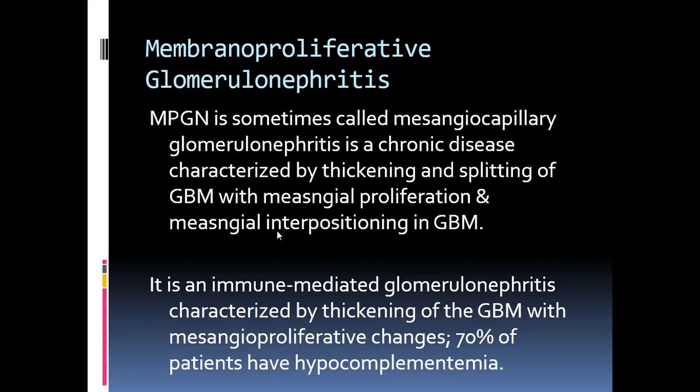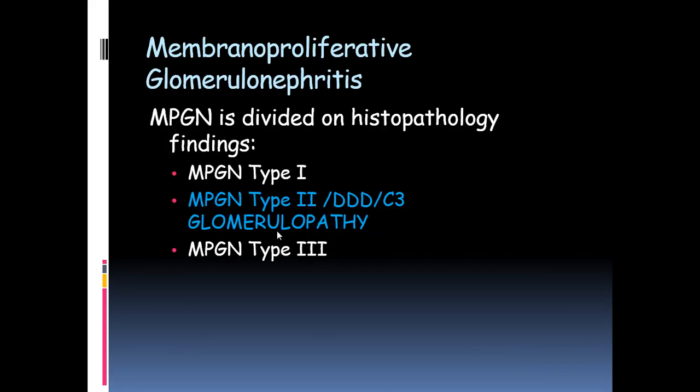A few words about MPGN, membranoproliferative glomerulonephritis. It's also called mesangiocapillary glomerulonephritis, because of the mesangial enhancement and its invagination into the GBM, leading to thickening and splitting of the GBM. It's immune mediated. You get immune deposits in the mesangial proliferative disease and low complement levels. It's basically divided on the histopathology findings into type 1, type 2 and type 3 MPGN.